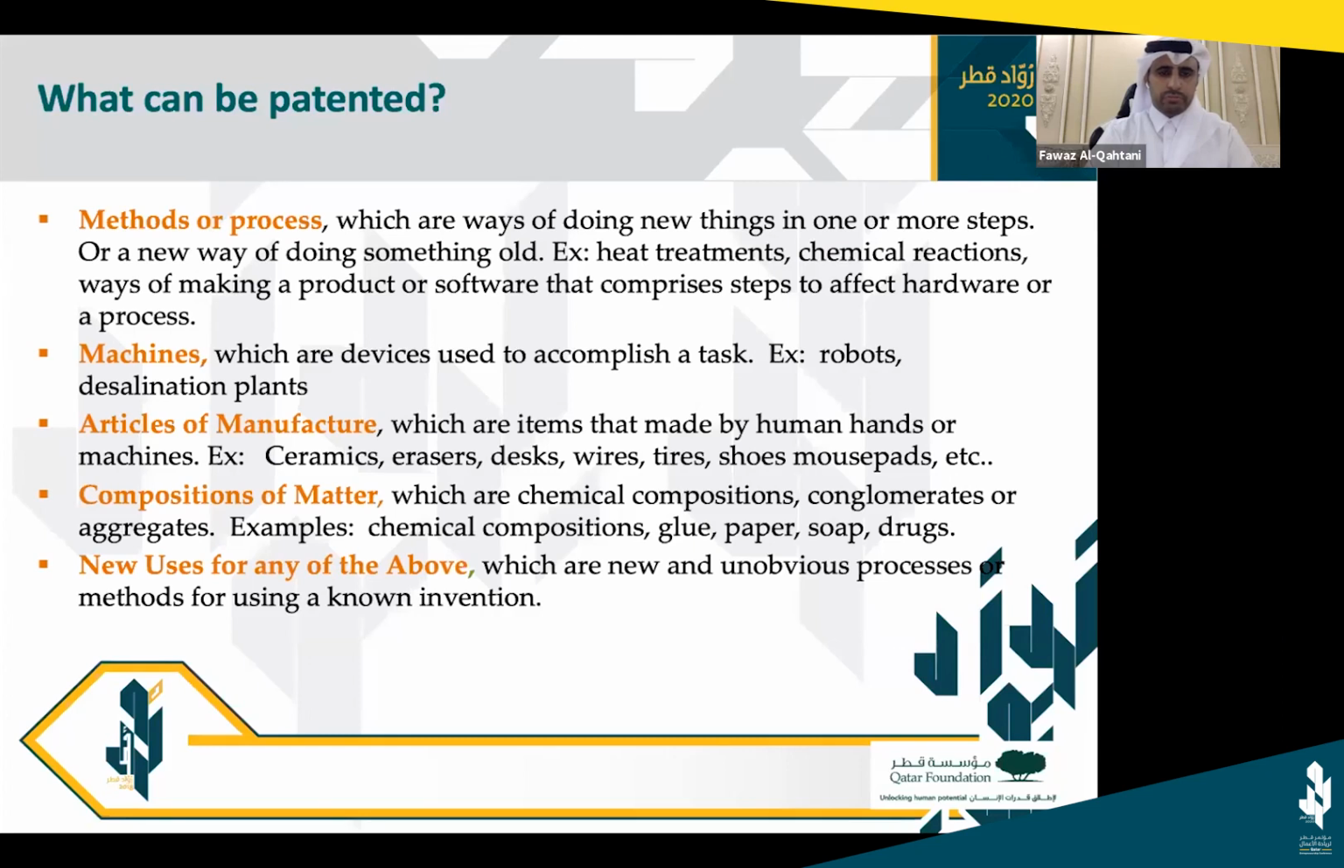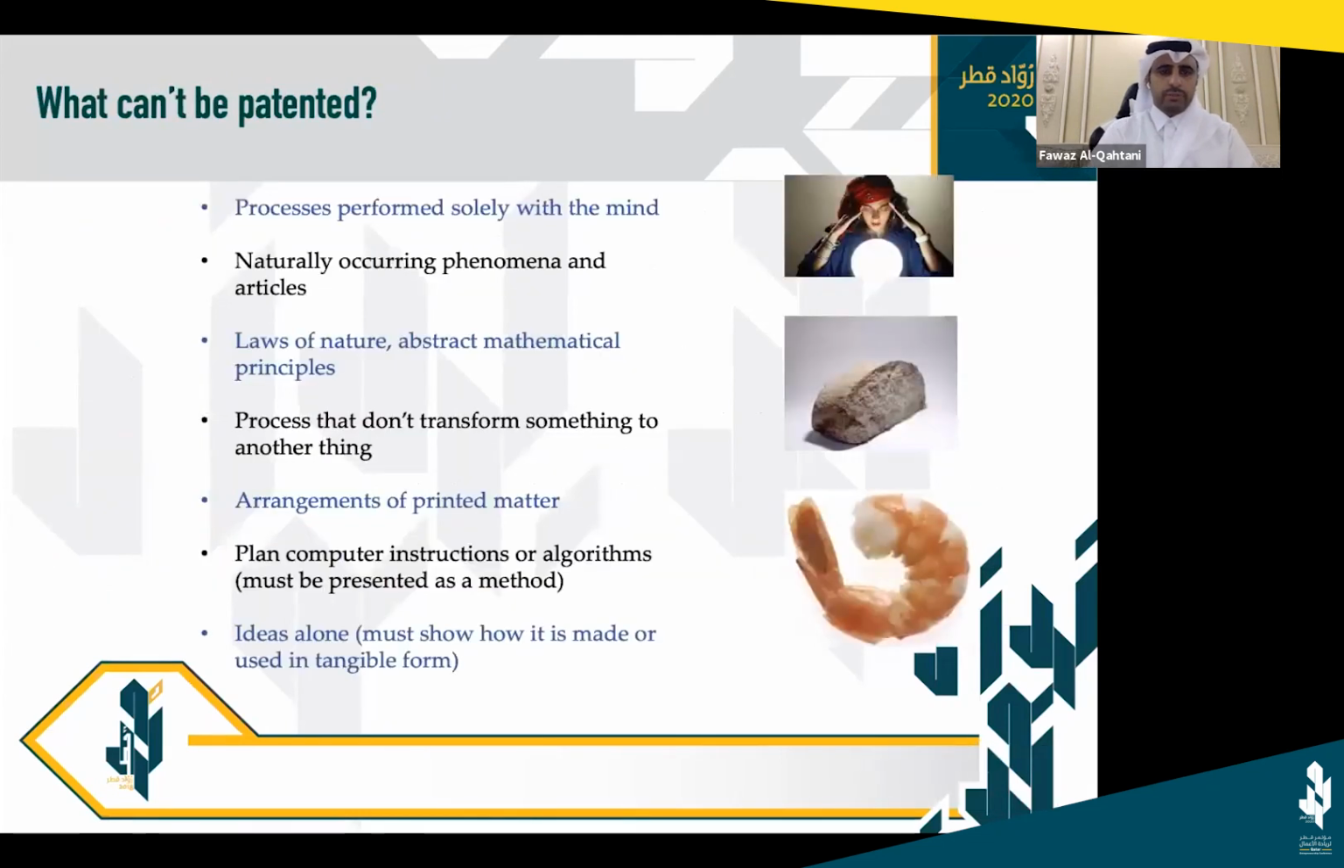So what can be patented? Methods or processes, machines, any machine that accomplishes a certain task, articles of manufacture that are made by a human or machine, compositions of metals, chemicals, any types of new chemicals that can be protected, or any combination of two, for example, machines plus methods or processes, and new uses for any of the above. That can be patented.